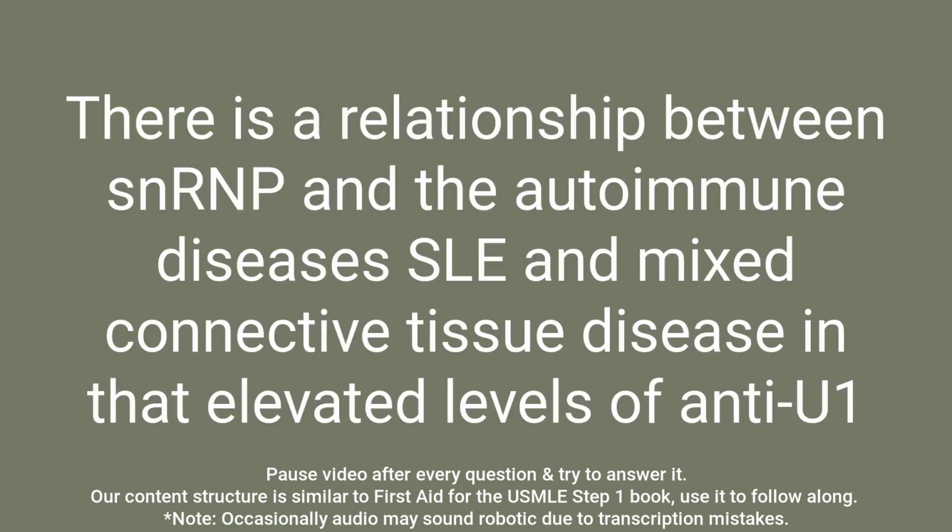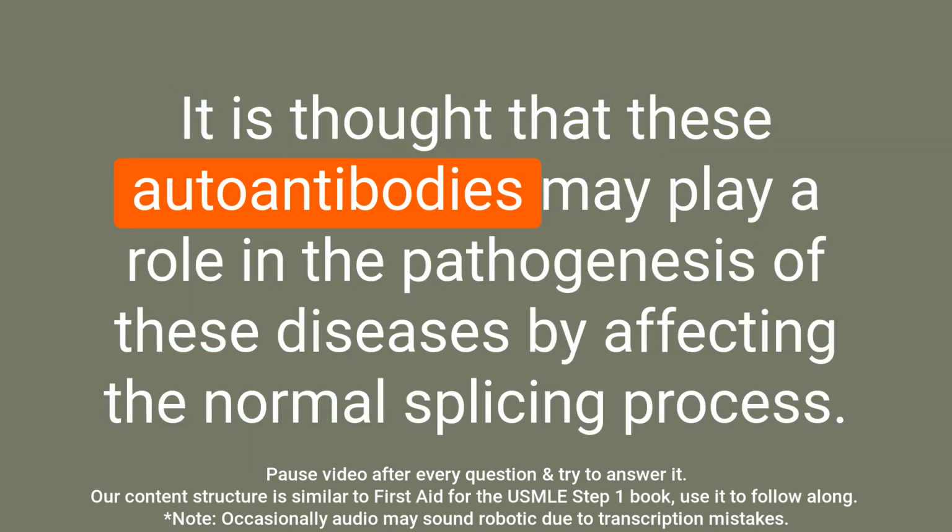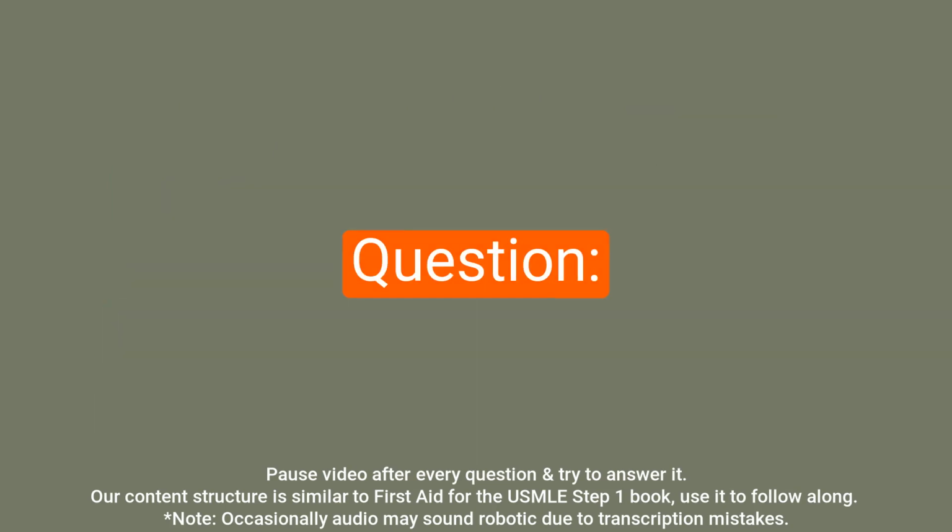Question: What is the relationship between snRNP and the autoimmune diseases SLE and mixed connective tissue disease? Answer: There is a relationship between snRNP and the autoimmune diseases SLE and mixed connective tissue disease in that elevated levels of anti-U1 snRNP antibodies, which target the U1 snRNP complex, have been associated with these autoimmune diseases. It is thought that these autoantibodies may play a role in the pathogenesis of these diseases by affecting the normal splicing process.